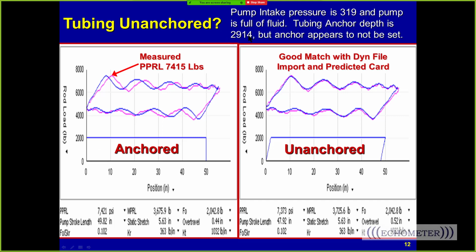And this well is less than 3,000 foot deep, so it's common not to run a tubing anchor. But when we set the setting that it's unanchored, the surface data calculated, predicted, matches very close with the imported data from the dyne file that was measured on this well. So the QRod software has a feature that allows you to import and overlay measured data with predicted data, and if all the inputs are correct, QRod matches very closely, usually, with the measured data.